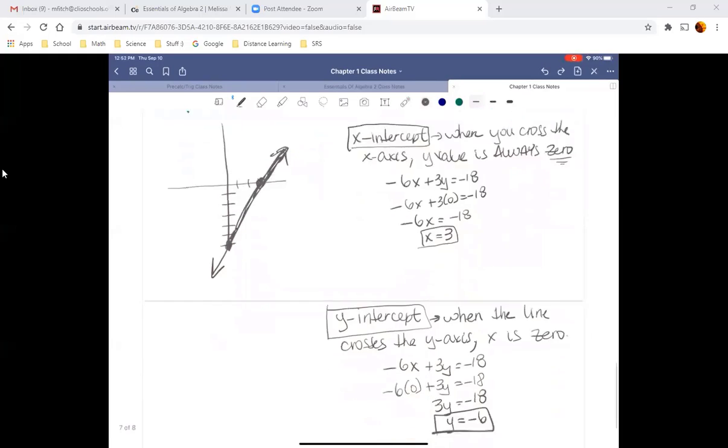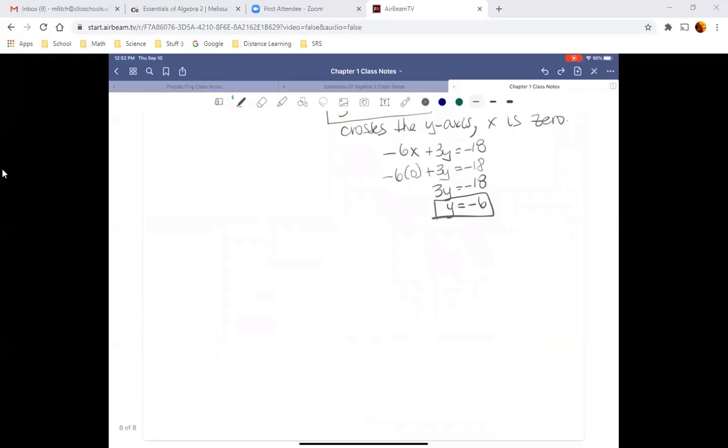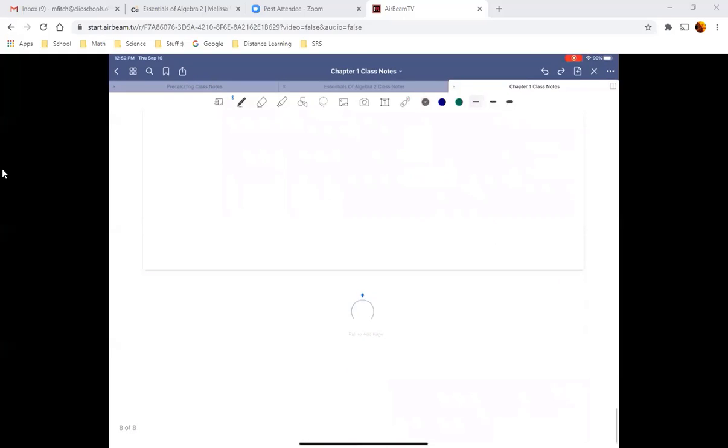Does that work? Maybe. Think you guys could do some graphs if you had to.